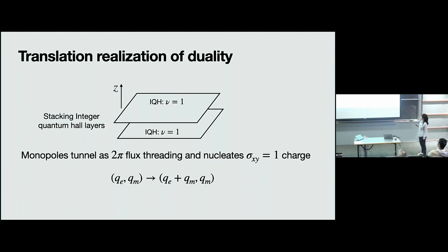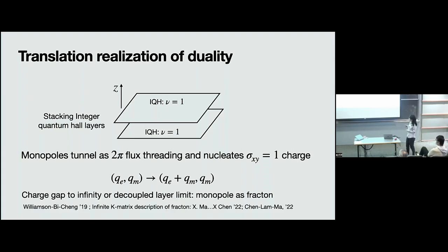I'll show you how we can construct models that realize such a duality transformation by translation, for example, along the Z direction. And you saw in Xie's talk yesterday a similar construction by stacking layered integer quantum Hall states. Here, the integer quantum Hall states are for the electric charge in the emergent QED. So in this case, once we take a monopole, which is the source of the 2-pi magnetic flux, and tunnel it through this integer quantum Hall layer, it will thread a 2-pi flux in the layer and nucleate 1 electric charge. So the monopole gets attached with an electric charge upon the translation. And we realize another duality, the so-called T duality.